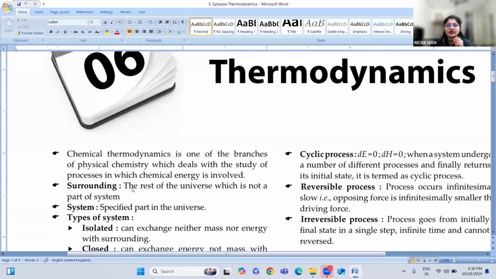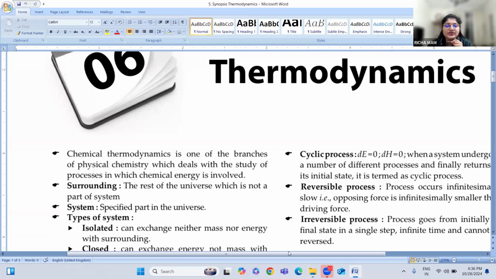So you know that there are different branches of chemistry: inorganic chemistry, organic chemistry, physical chemistry, pharmaceutical chemistry. So this thermodynamics, it comes under what? Physical chemistry. So what do you mean by thermodynamics? So it states what?